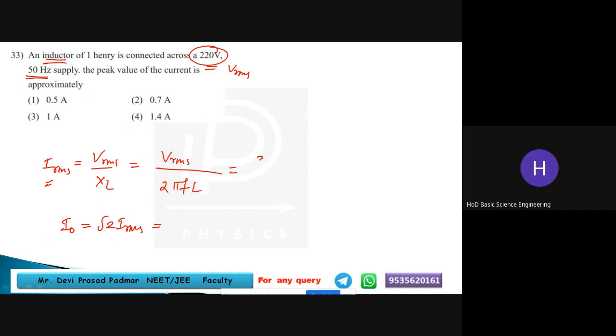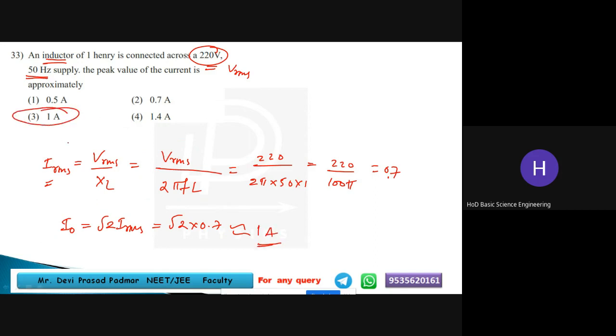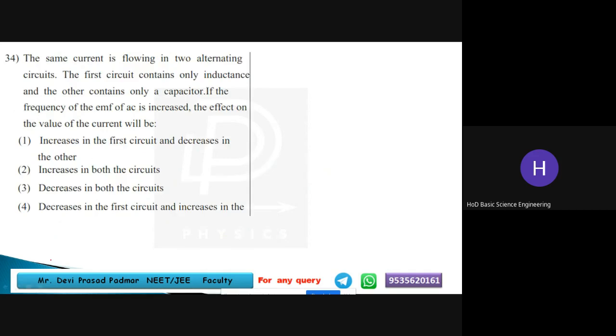So VRMS value is 220 divided by 2 pi, right, into 50 into 1. So this is about 220 and this is 100 pi. So 0.7 you will get. So root 2 into 0.7, almost 1 ampere, nearly 1 ampere.